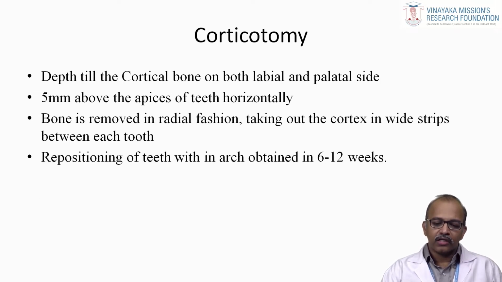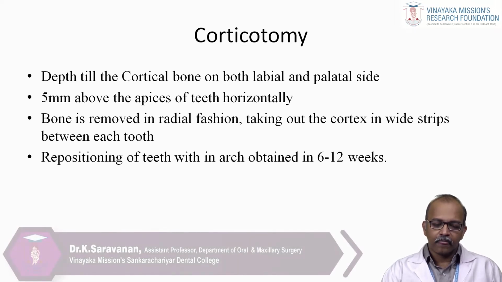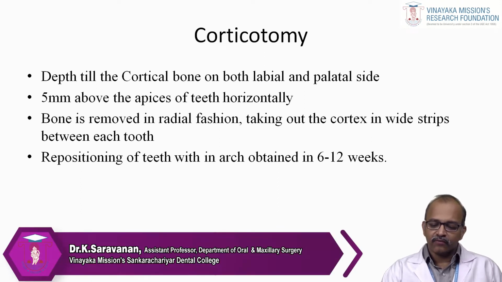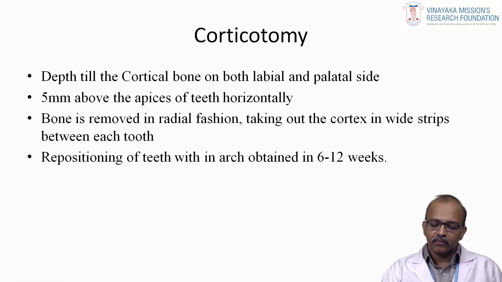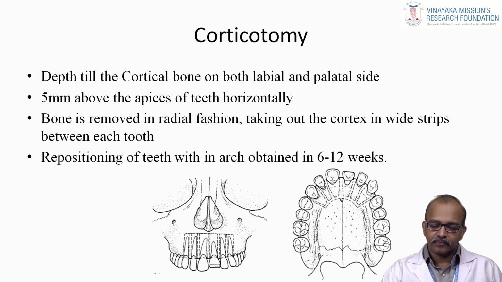Corticotomy. Corticotomy is like a single tooth osteotomy, that is for anteriors. The depth of the cortical bone cut should be 1 to 2 millimeter till the cortex on both labial and palatal side, horizontally 5 millimeter above the apex. So the bones are removed in a radical fashion. Repositioning of the teeth with the ortho treatment takes between 6 to 12 weeks. This is how we do it.